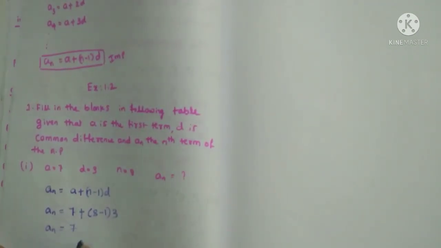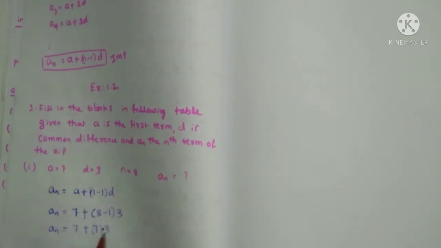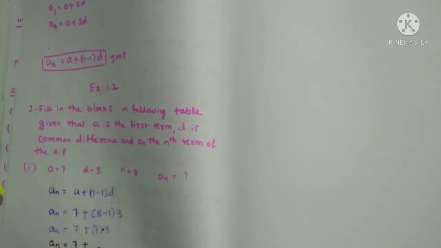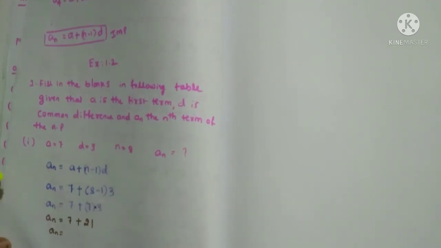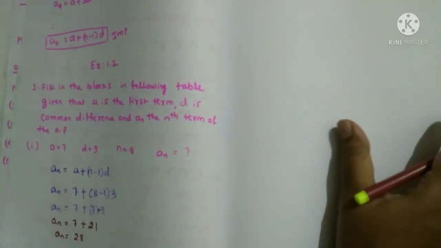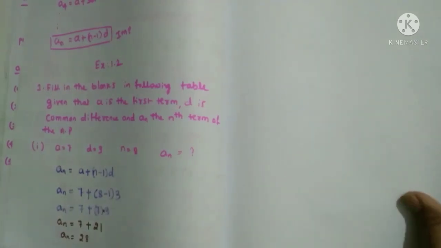Now AN as it is, I will write: AN equal to 7 plus 8 minus 1 is 7 again. 7 in the bracket, you can put the multiplication, or write into, like this, 7 into 3. So AN equal to 7 plus 7 3s are 21. So AN equal to 21 plus 7 is 28. Like this they have given the first one, so you have to fill in that box: AN equal to 28.